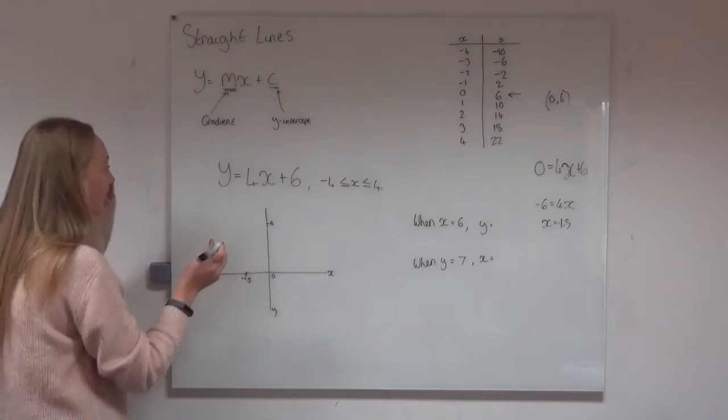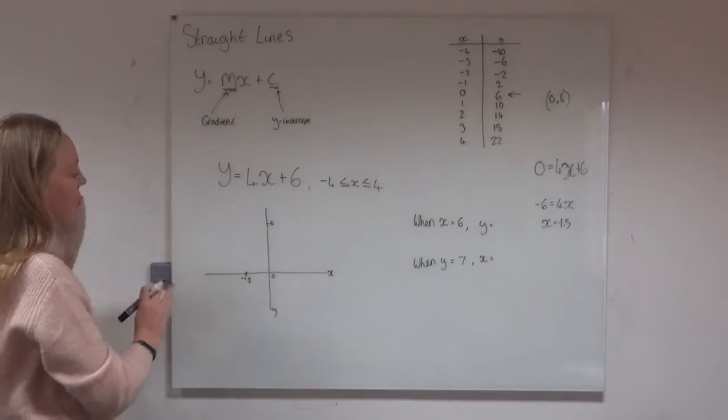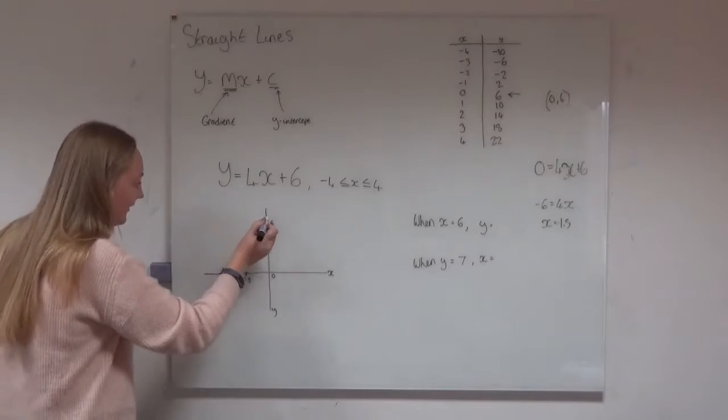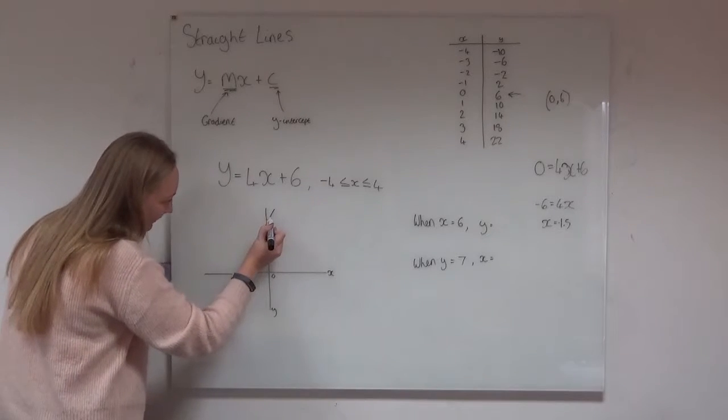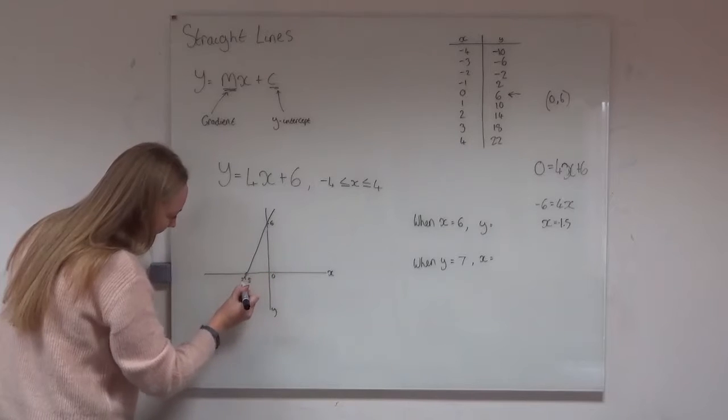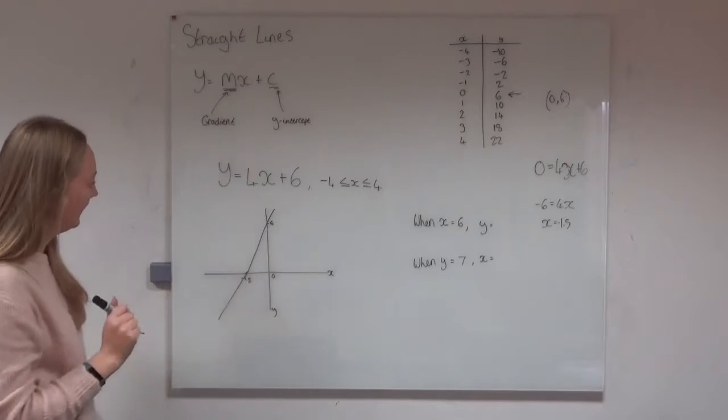And then we also know from our gradient that we've got a positive line, so that means it's going upwards, so we can then sketch this on and make sure it crosses both points. And that's what our graph would look like.